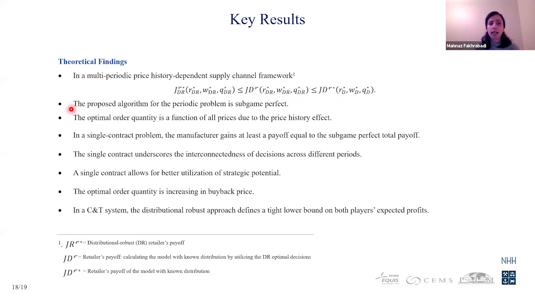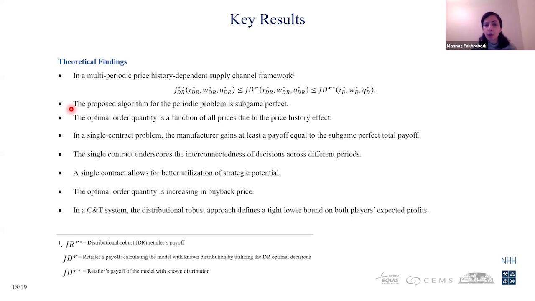As we said, the proposed algorithm for the periodic problem is subgame perfect. The optimal order quantity also is a function of prices, as we saw, since we have this phi in D in the demand, which enters in the Q, finally makes it a function of all previous prices and current price.